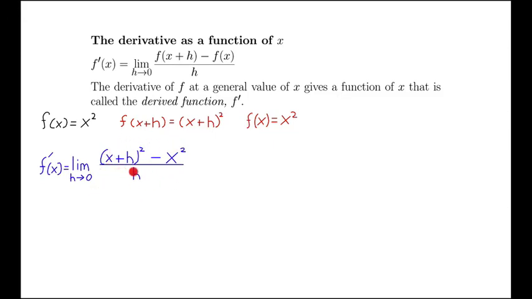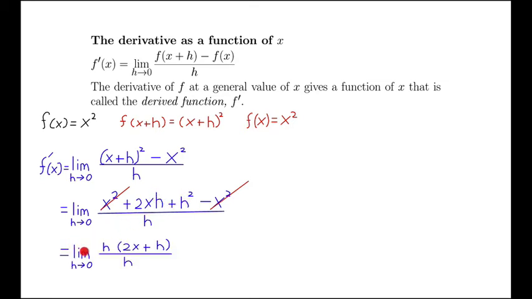To do that, we'll expand x plus h squared. So we multiply out x plus h squared, and we get x squared plus 2xh plus h squared. And we still have this minus x squared at the end. So now we can see that this x squared will cancel this x squared. We'll just be left with 2xh plus h squared, and we can factor an h out of that.